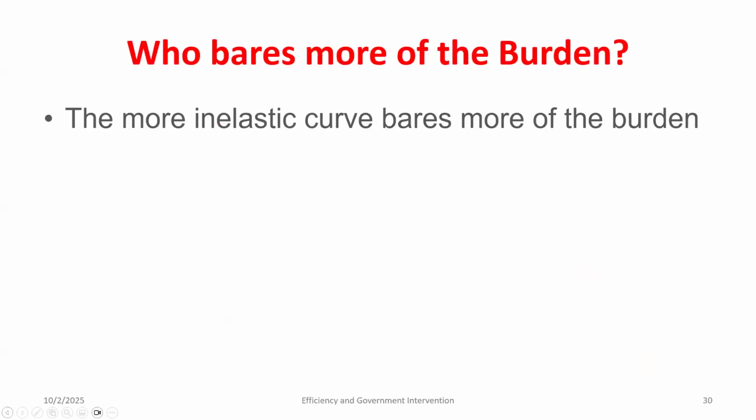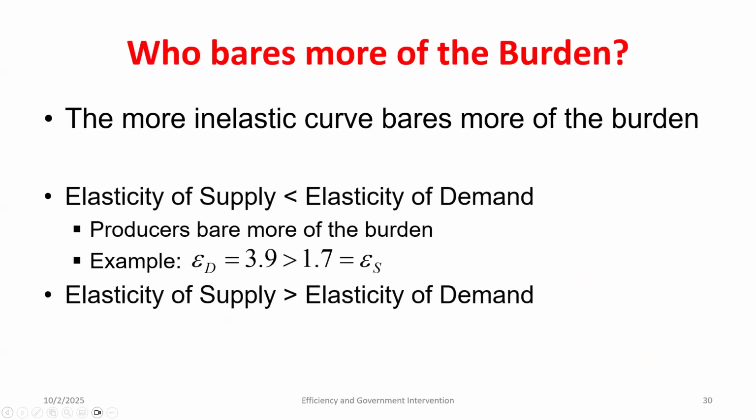That was an extreme example. But if we're just looking at numbers, right? So let's say I had something like this, right? If the elasticity of demand is 3.9, I can actually calculate these values. The elasticity of supply is 1.7. Who is more elastic here?